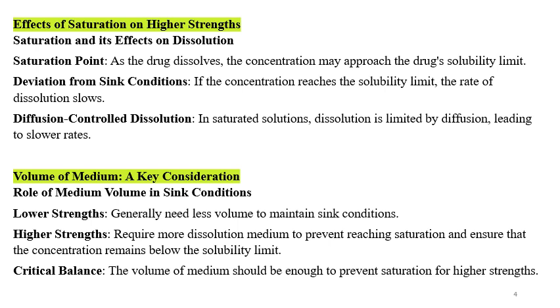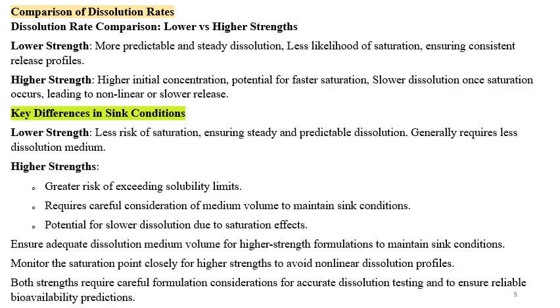Now we'll see the volume of medium, because to maintain the sink condition, volume of medium is required. Generally, lower strength needs less volume to maintain the sink conditions. Higher strength requires more dissolution medium to prevent reaching saturation and to ensure that the concentration remains below the solubility limit. So there is always a critical balance of volume. The volume of the medium should be enough to prevent saturation for the higher strengths.